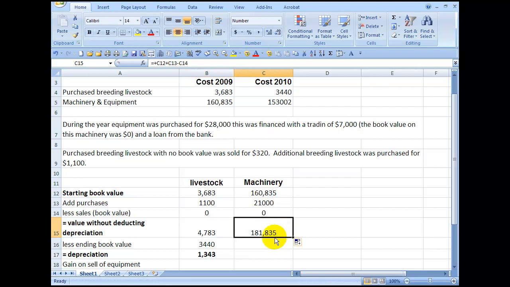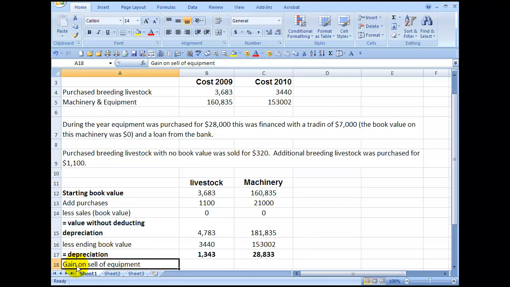We'd have $181,000. But our ending value is actually $153,000. So our depreciation is $28,833.